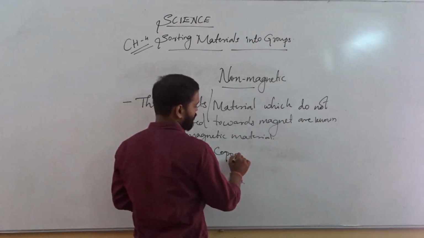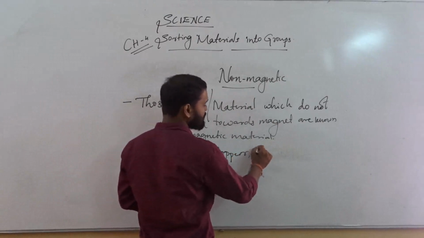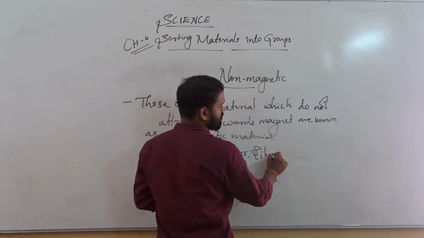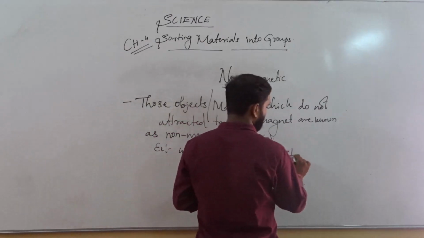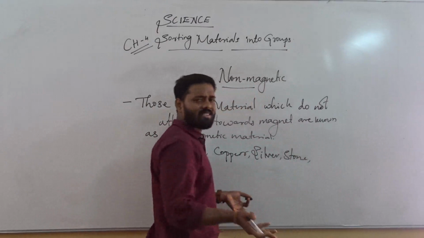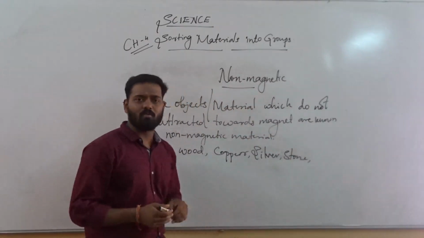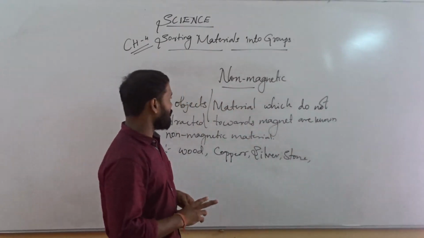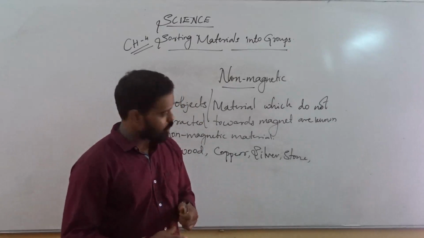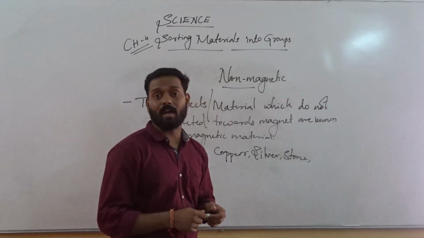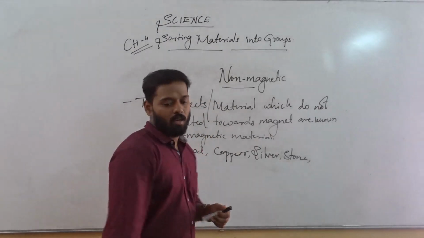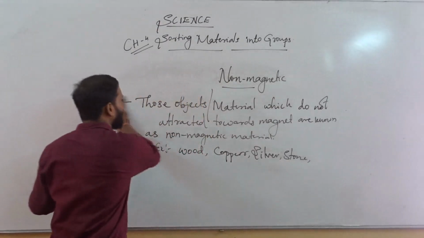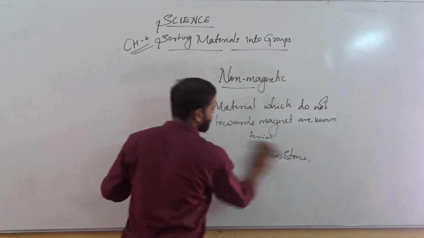Copper is not attracted towards the magnet. Silver is not attracted towards the magnets. Stone is not attracted towards the magnet. You can give numerous examples of non-magnetic materials. Understood? So in this way also we can do the classifications, and hope we made a huge number of classifications.